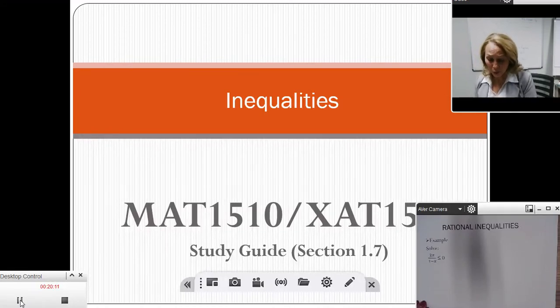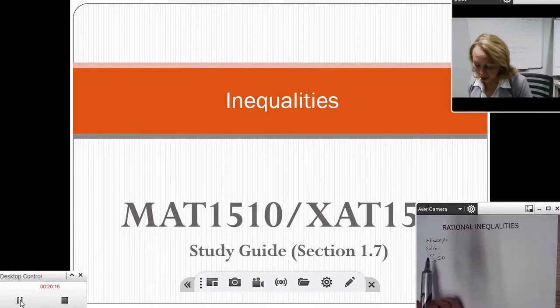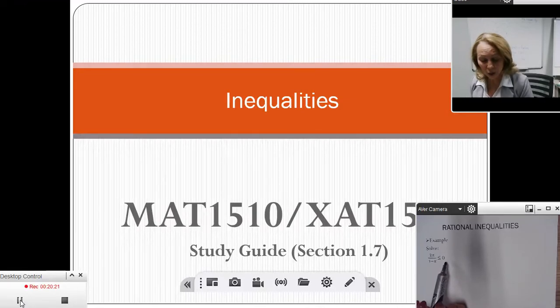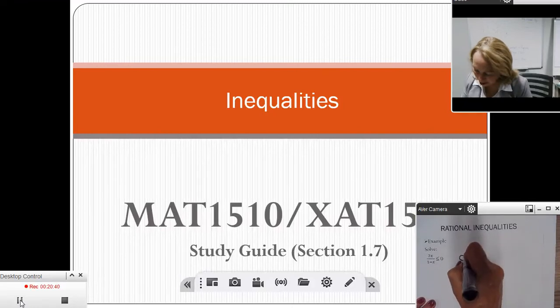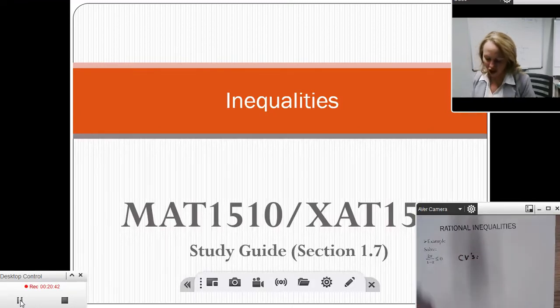Now, what is important with a rational inequality is that we determine where this expression is equal to 0, and then we also determine where this expression is undefined. When you determine values of x for which a rational expression is equal to 0 or undefined, we speak about those values as the critical values. Alright, so let us write down the critical values, which I'm going to abbreviate as the CVs.